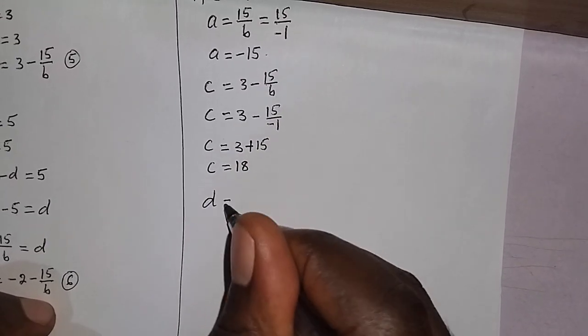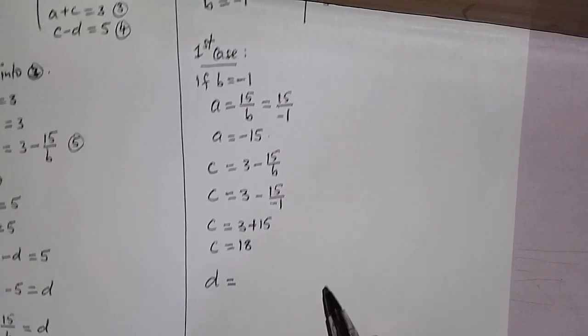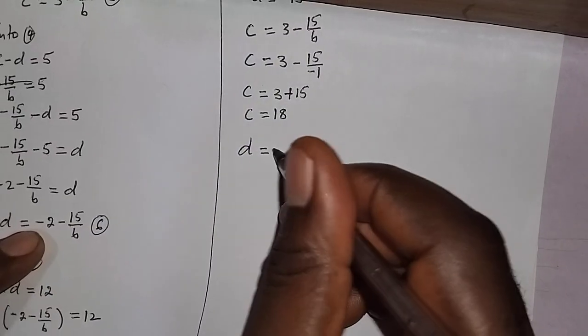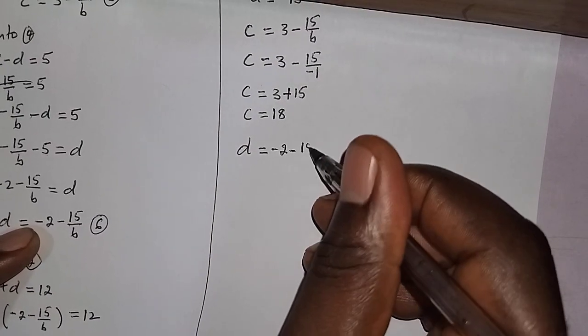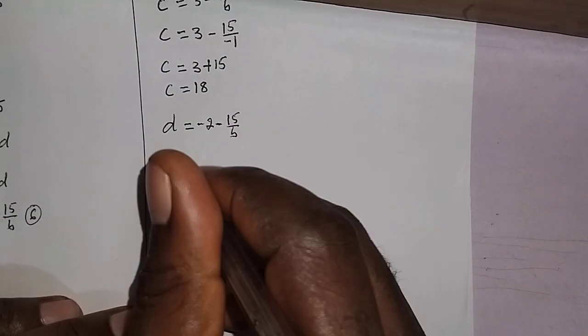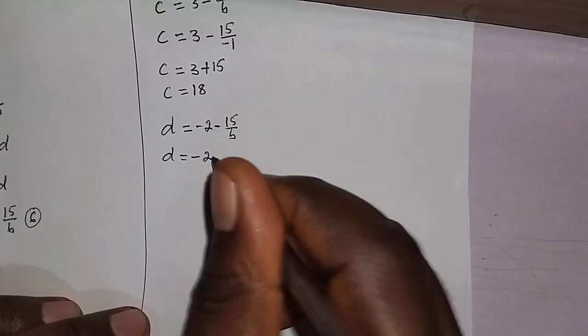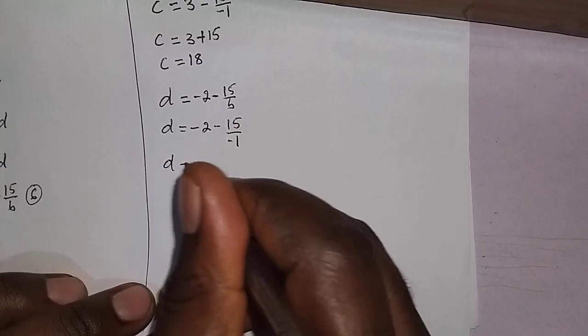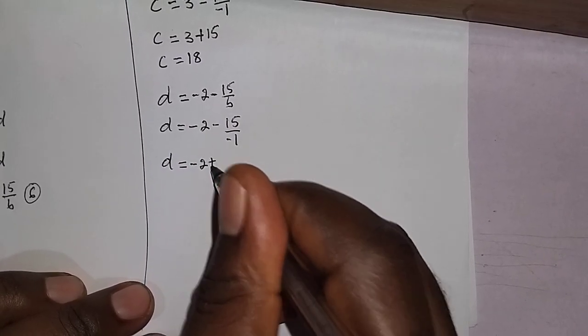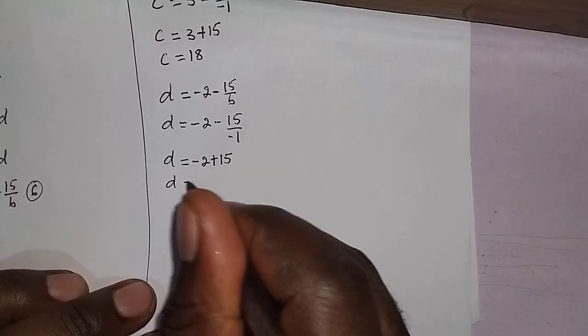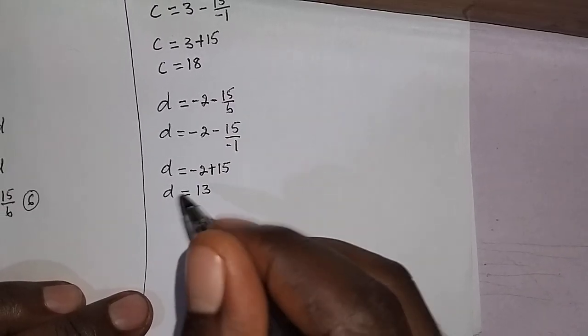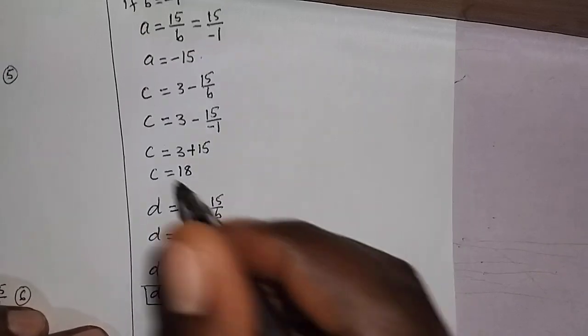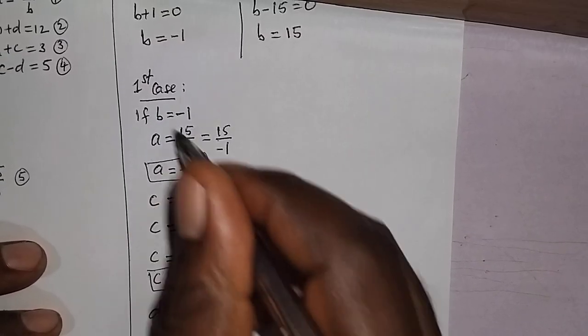And D is equal to negative 2 minus 15 over B. So D is equal to negative 2 minus 15 over minus 1. D is equal to negative 2 plus 15. So D is equal to 13. These are the values of D, C, A, and B.